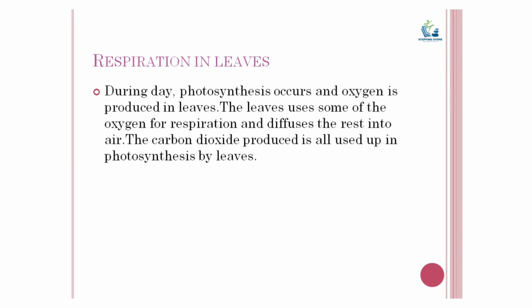Respiration in leaves. The leaves of a plant have tiny pores called stomata. The exchange of respiratory gases in the leaves takes place by the process of diffusion through stomata. During daytime, photosynthesis occurs and hence oxygen is produced. The leaves use some of this oxygen for respiration and the rest of the oxygen diffuses out into air. Again during daytime, carbon dioxide produced by respiration is all used up in photosynthesis by leaves. In fact, more carbon dioxide is taken in from air.